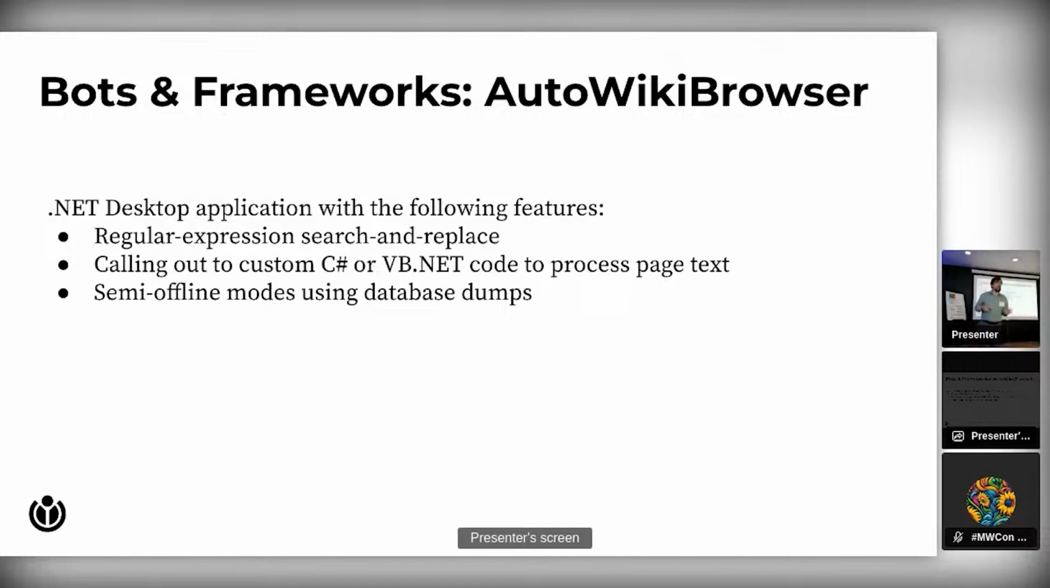And you could argue that maybe the right way to do this is get Parsoid to reliably recognize it and then replace it. But let's start with Auto Wiki Browser. It's a desktop application, which is really custom built for this sort of task. It does regular expression search and replace. It will let you write your custom code that plugs in to do page transformations. It will even do semi-offline edits with database dumps, so you can find a list of what pages need to be updated offline and do other offline processing before actually making the edits.